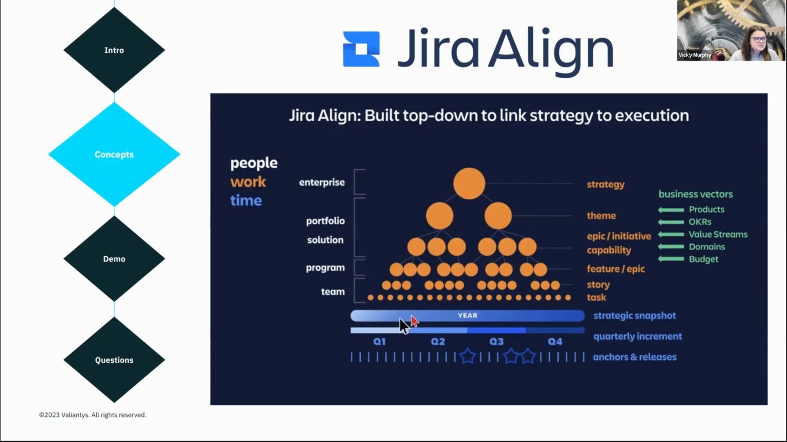You see down here in blue, we have these various time boxes. Strategic snapshot is just how we represent a multi-year period in Jira Align, how we can compare strategy year over year. We have that idea of quarterly or program increment, and then we have our sprints and releases referred to as anchors here. We also have various business vectors that plug into each of these levels. Some really popular ones to work with are the OKRs. There's some high-level budgeting information that we'll see an example of in just a moment.